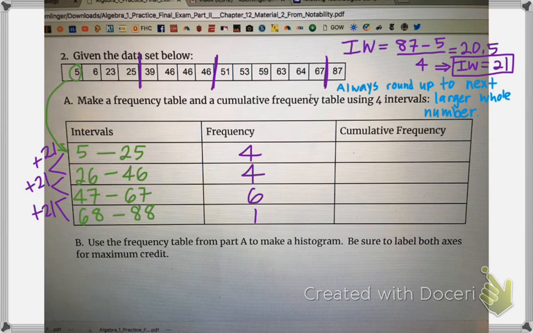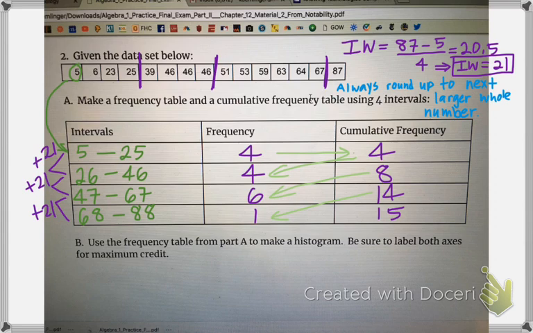Cumulative frequency is a bit more complicated. Cumulative frequency means we add everything above plus our number. So we have 4, nothing above, then we're going to add 4 to that. 4 plus 4 is 8. Then we add 6 plus 8, and we get 14, and then 14 plus 1, and we get 15.